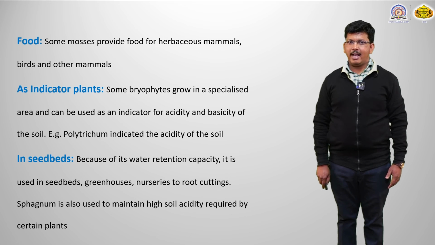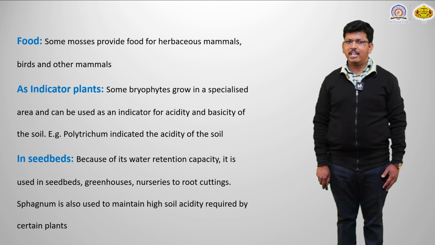Okay. Next is indicator plants. Particular plants present in the field or in the environment serve as a key indicator. The same kind of key indicator is observed in the Bryophyta members, for example Polytrichum. Where Polytrichum grows, the soil is acidic in nature. So this is one of the environmental or ecological indicators of the plants.